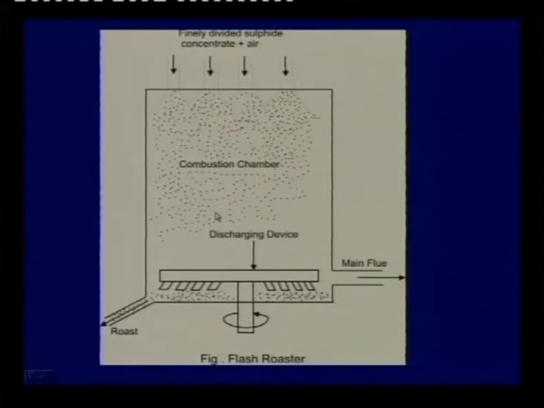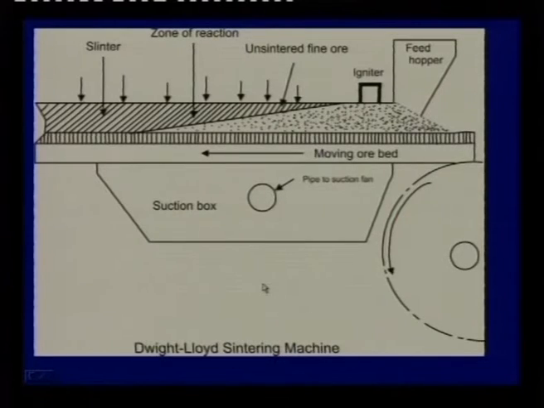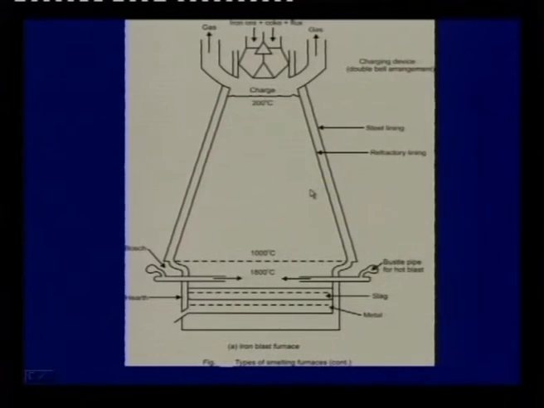So, the idea for a flash roaster came, that instead of bothering about passing the sulfides from one hearth to another, why not just drop the concentrate and air from the top, and you get the calcine at the bottom. It can be done. Then there is a sintering machine where also roasting takes place in a continuous manner.